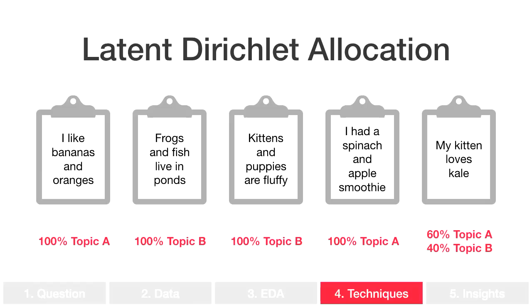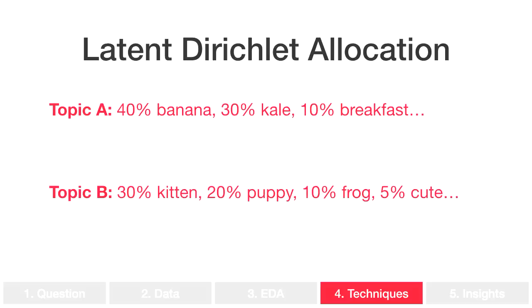OK. So at this point, I talked about how this document ends up being a probability distribution or a mix of these topics. In addition, every topic ends up being a mix or a probability distribution of these words. So this is what you would get as an output to LDA. You would see this topic contains this much about bananas and kale. This topic contains a lot of words about kittens. So what do you think topic A might be about? Food, right? And what would topic B be about?